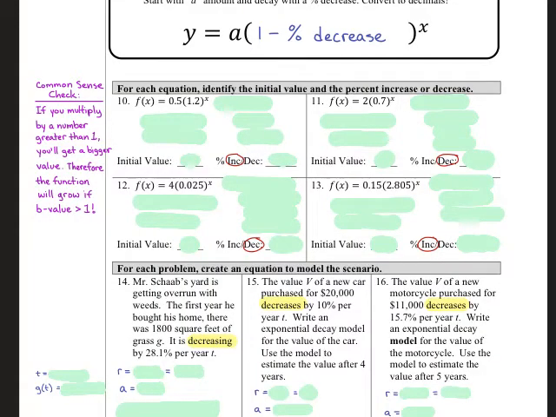Okay, so let's jump into it here. Number 10, the directions say, for each equation, identify the initial value and the percent increase or decrease. So first off, we need to define the initial value.